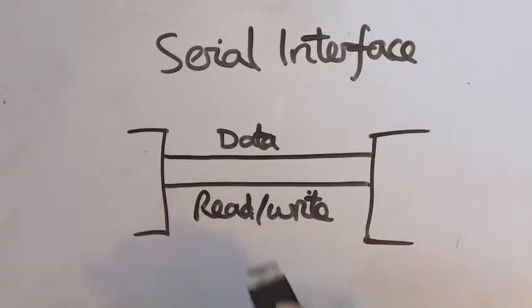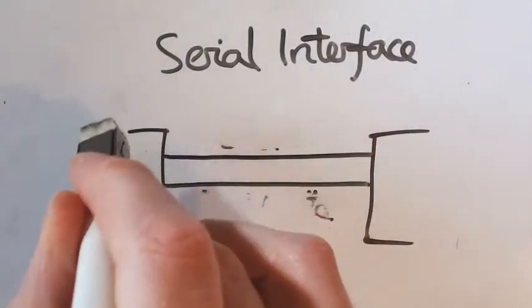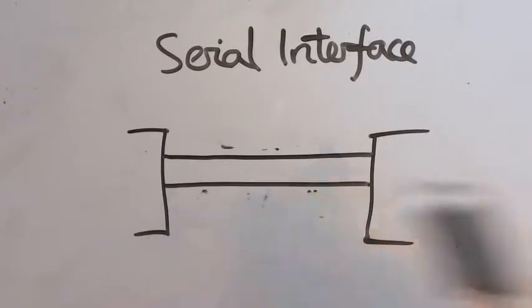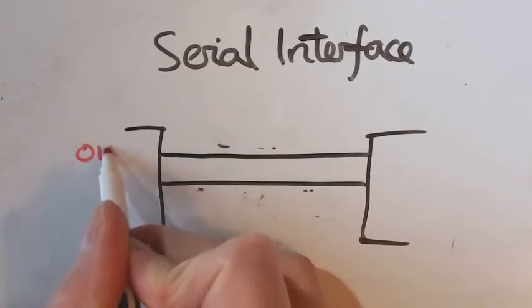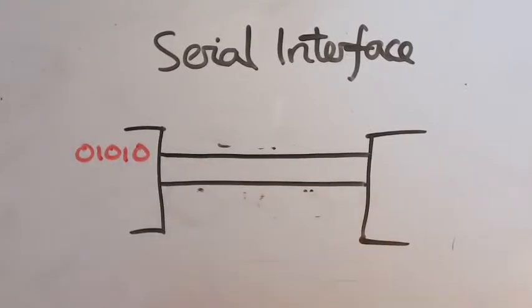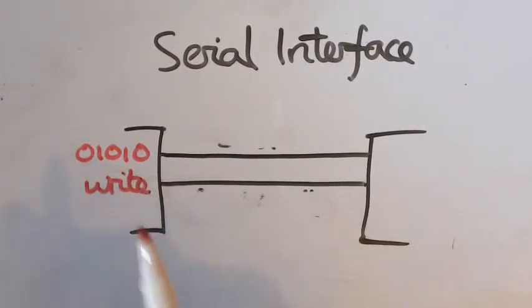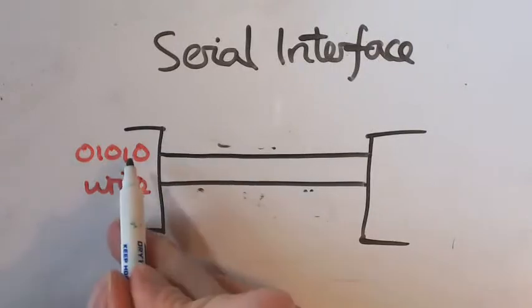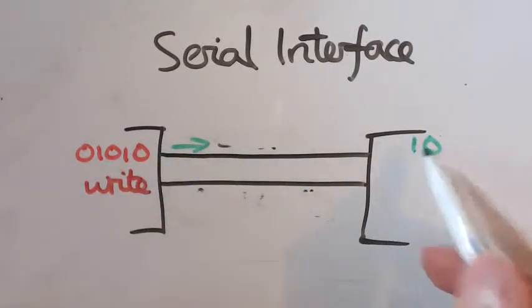So what actually happens is, imagine we're going to write data, or data is going to go from this device to this device. The binary just queues up, so it only sends it one bit at a time, and this line changes to write, so that device knows it's going to write data to this. So what then happens is each of these digits go one bit at a time.